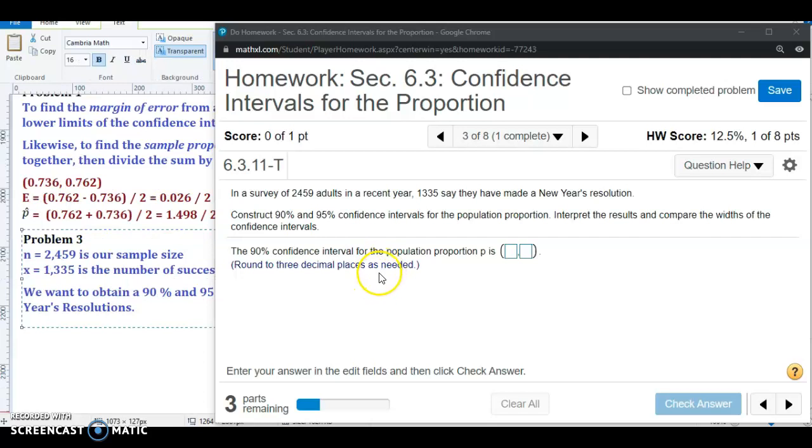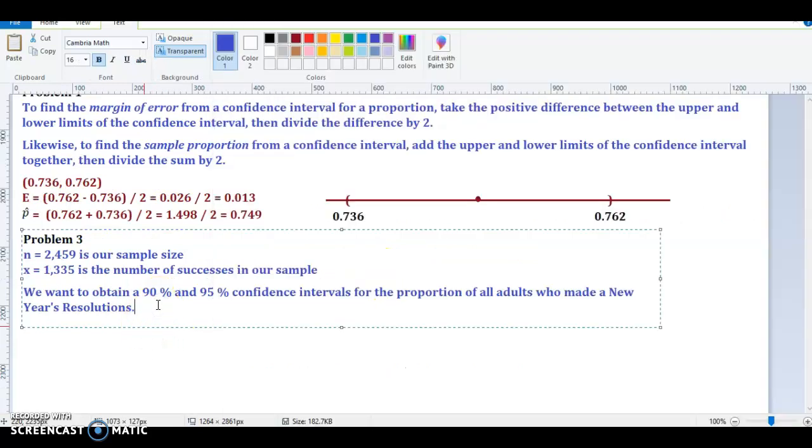Okay, so we are going to do this in StatCrunch. I've created a brief summary of what is given to us in the problem and what the problem is asking. According to the problem, our sample size was 2,459. So 2,459 people were asked whether they made a New Year's resolution, and their response would either be a yes or a no. According to the problem, 1,335 of those people said yes, they did make a New Year's resolution. So x equals 1,335 is the number of successes in our sample.